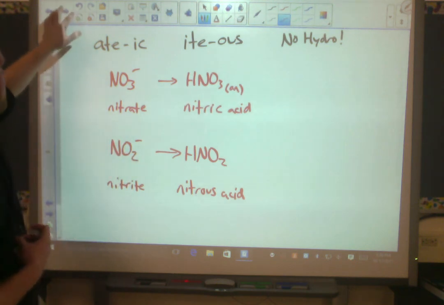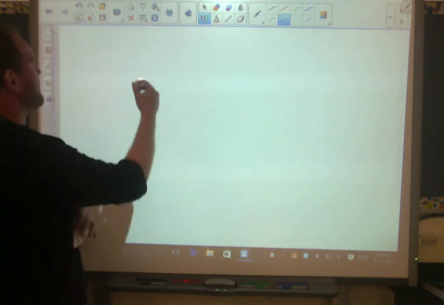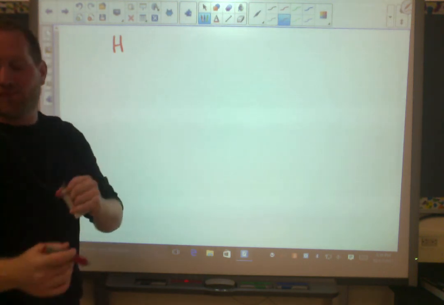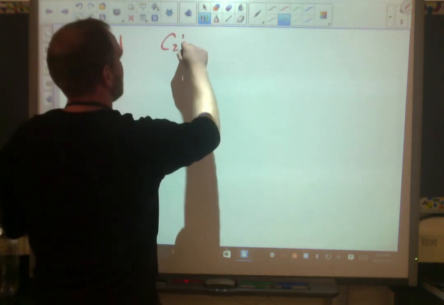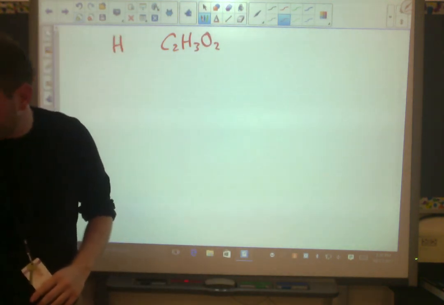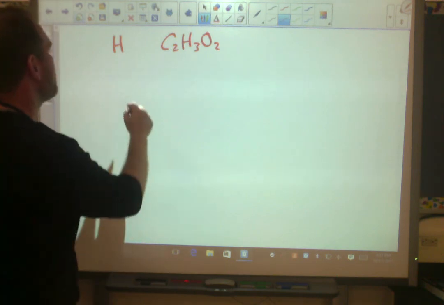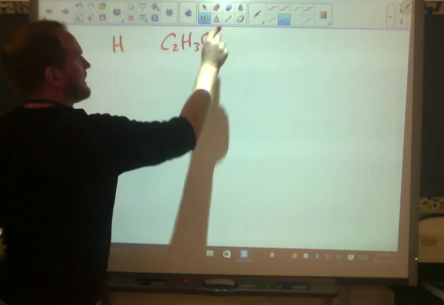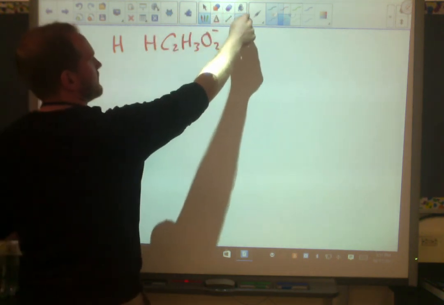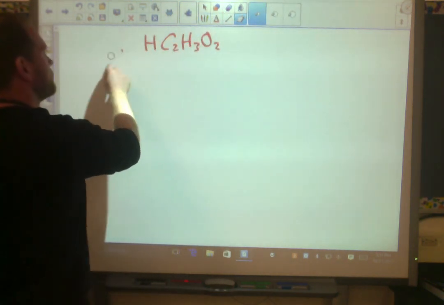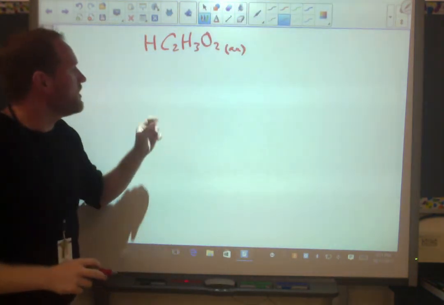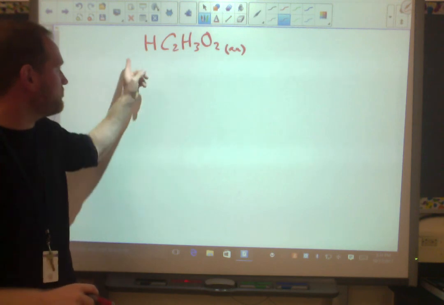Let's do a couple more examples of oxyacids. For example, let's say hydrogen bonds with acetate. Acetate is C2H3O2. It can also be written as C2H3OO, just so you know. So when this bonds with that, well, this has a minus charge, and this is plus, so it ends up just being HC2H3O2, aqueous, of course.